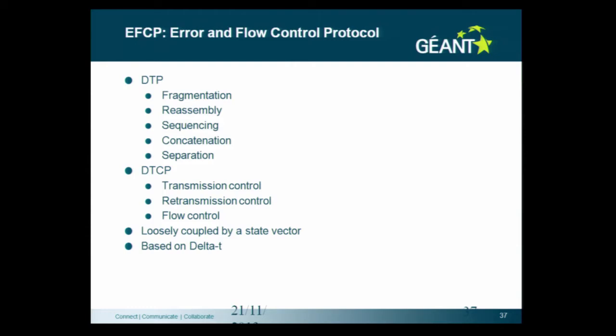The data transfer has 2 protocols. It has DTP, which is only doing the forwarding and the fragmentation, reassembly, sequencing, concatenation, separation. So you could call that delimitation as well. These functions really depend on the contents of your packets, and you need to perform them. DTCP is the retransmission and flow control, so the speed of your connection, and you don't really need to know what's in the packet to do that. To send an ACK, I don't need to know the contents of the packet that is ACKed. So they are loosely coupled by a state vector, as we saw for TCP and IP. They need to be aware of each other, your retransmission and your delimiting, and it's based on this delta-t protocol by Watson.